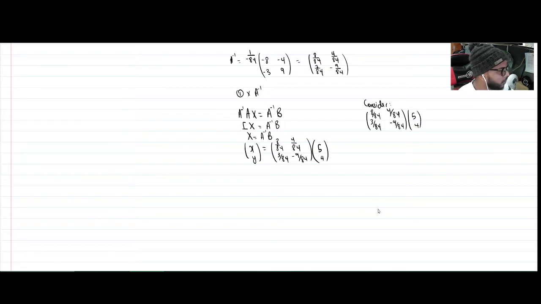So let's check. 2 by 2, 2 by 1. Yes, they can be multiplied. And the answer will be a 2 by 1 matrix. 2 rows, 1 column. First row, first column. Second row, first column.